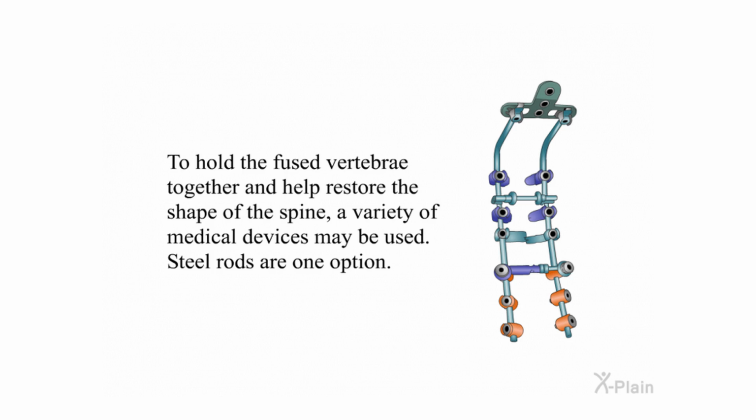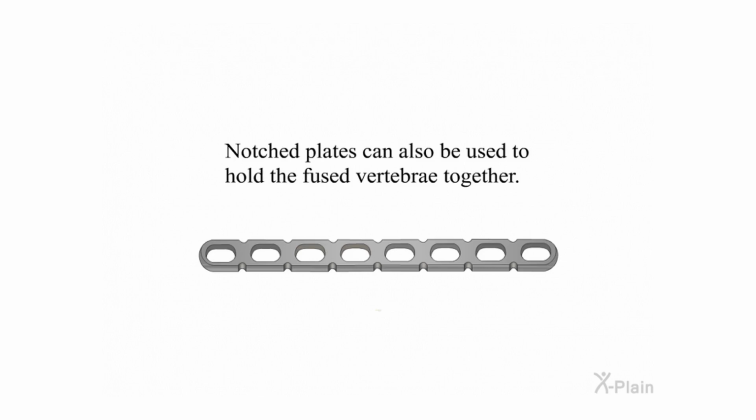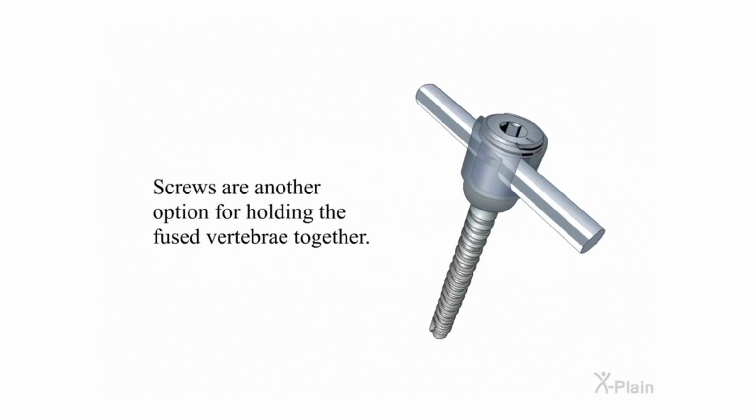To hold the fused vertebrae together and help restore the shape of the spine, a variety of medical devices may be used. Steel rods are one option. Notched plates can also be used to hold the fused vertebrae together. Screws are another option for holding the fused vertebrae together.